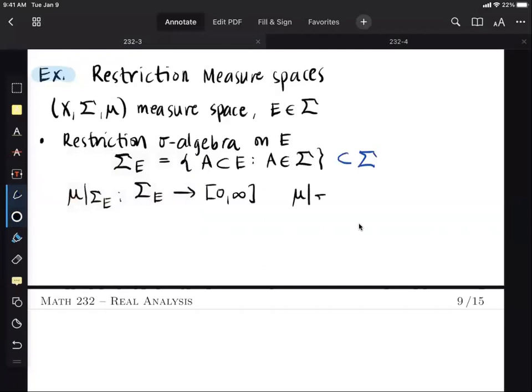And in this way, we define the restriction measure to be the original measure mu of A. This is for any A in sigma sub E.